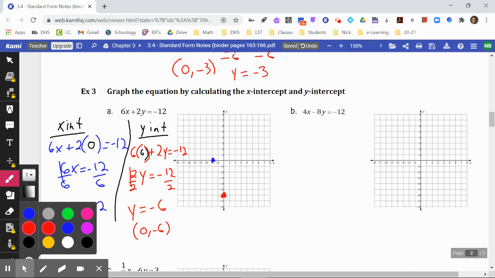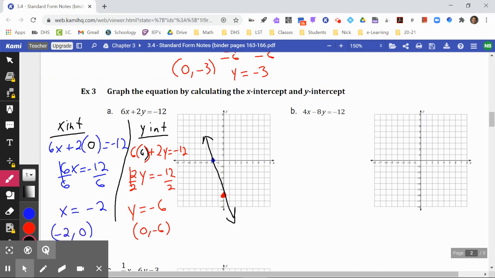So I'm going to plot that point down here at 0, comma, negative 6. I have my 2 points. I can go ahead and connect the dots. I connect the points, and there's my graph for this equation. All right, let's go ahead and finish off this page here. We're going to look at letter B.